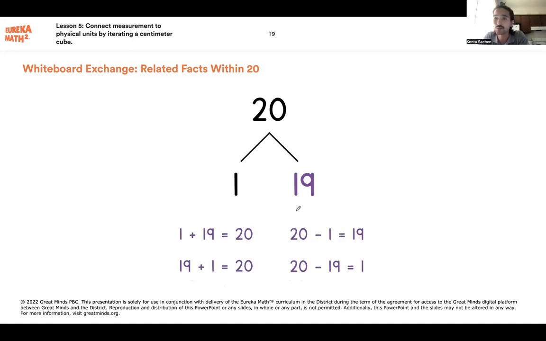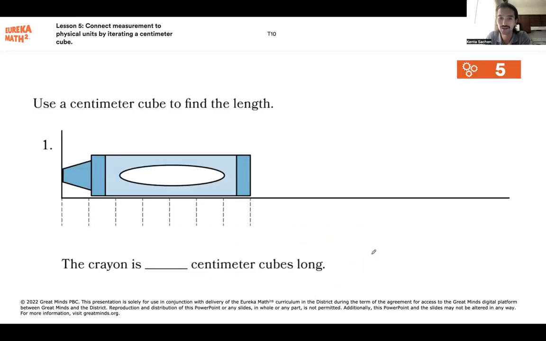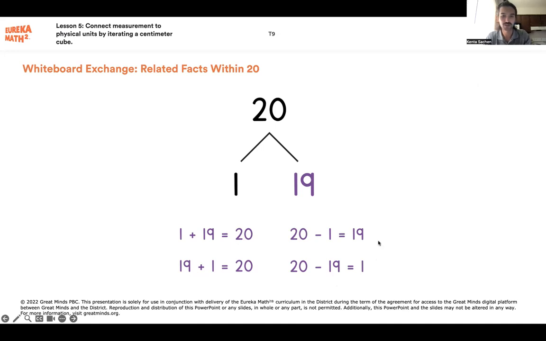So let's start with one addition. You can say 1 plus 19 equals 20. Good. Or 20 minus 1 equals 19. Great job. 19 plus 1 equals 20. Great. And 20 minus 19 equals 1. Awesome work.